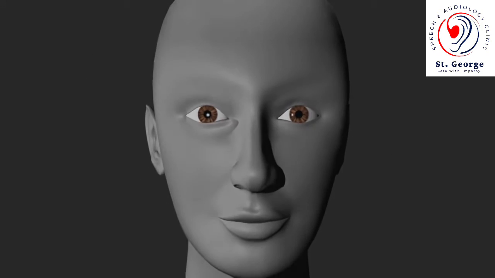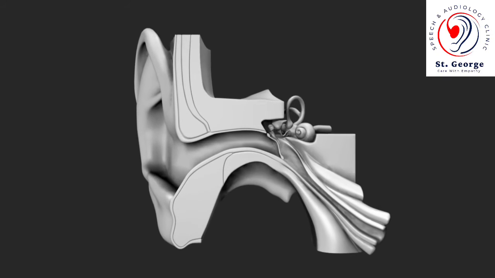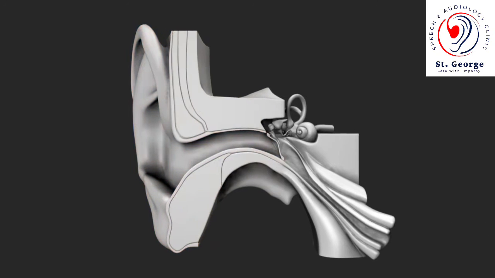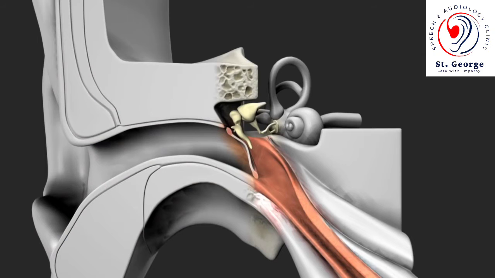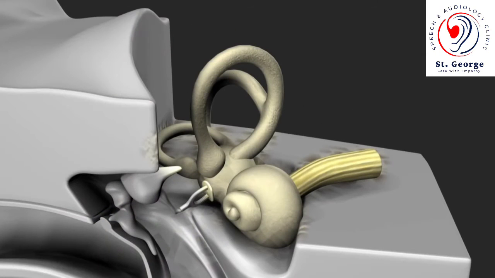The human ear is made up of three parts: the outer, middle, and inner ear.